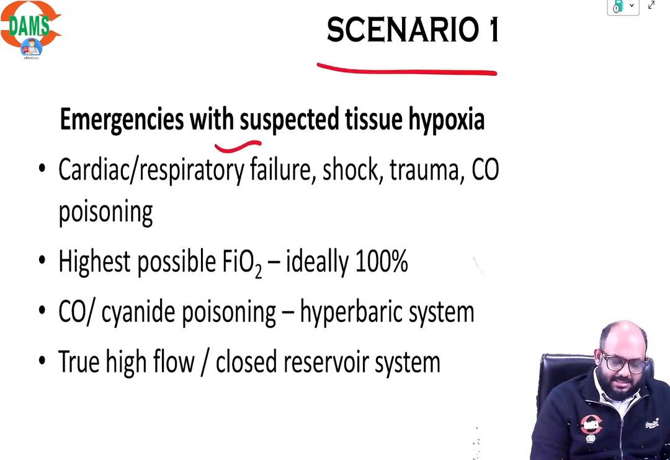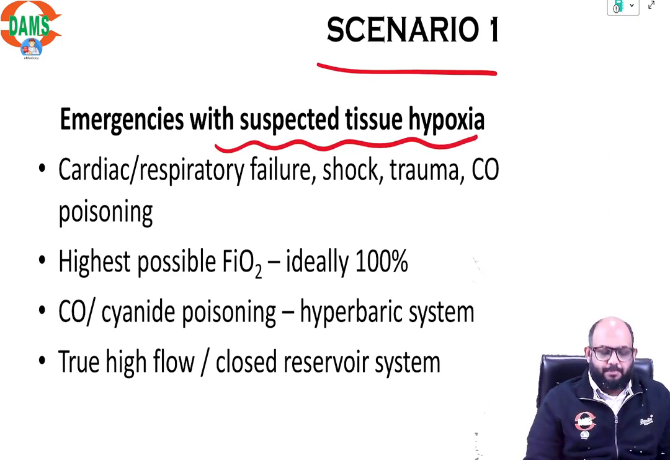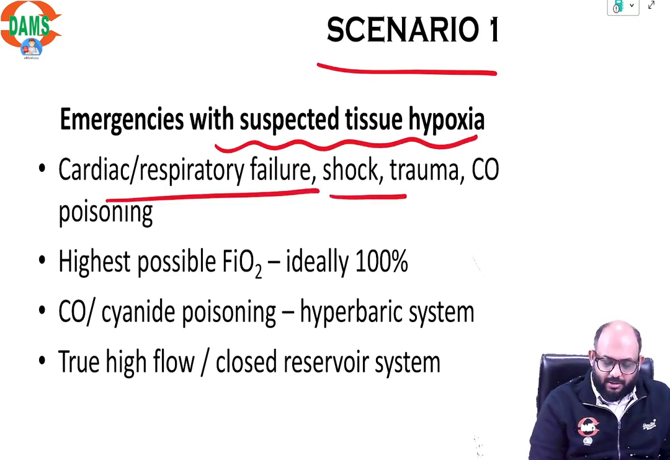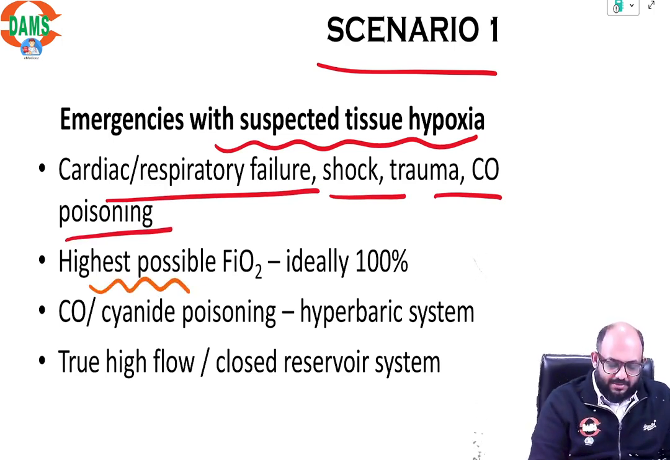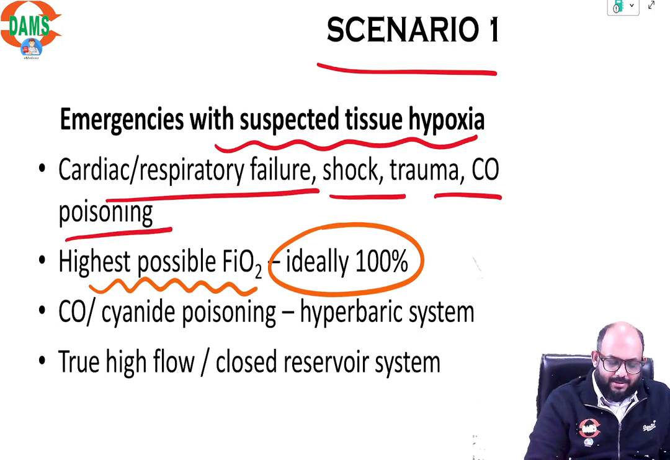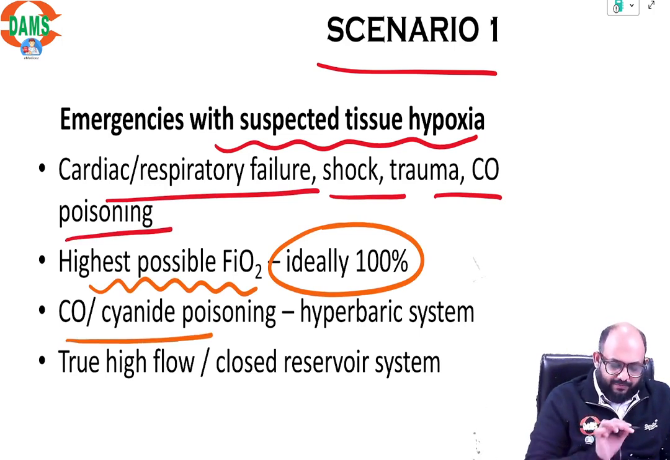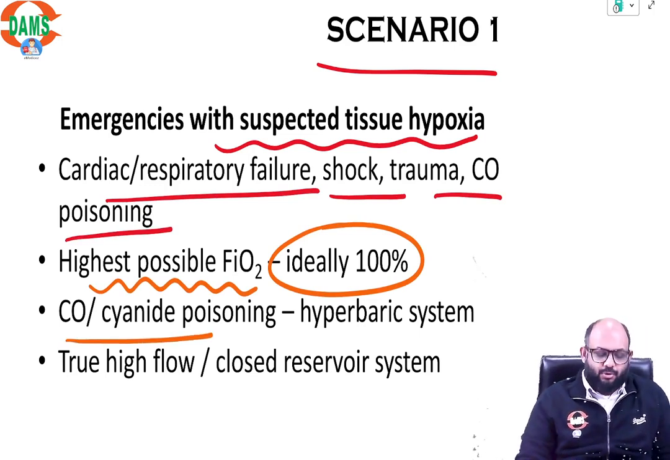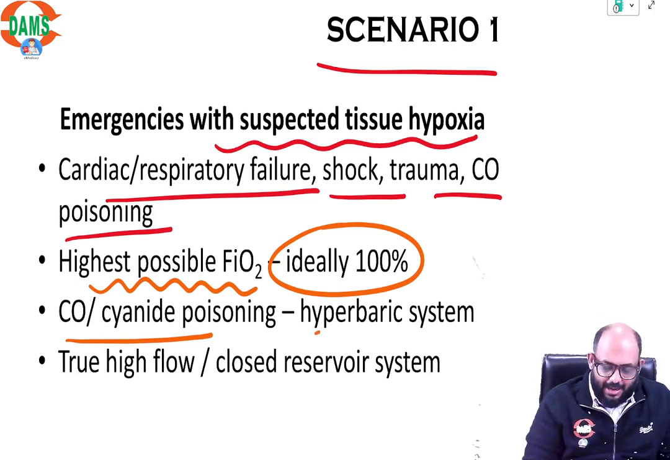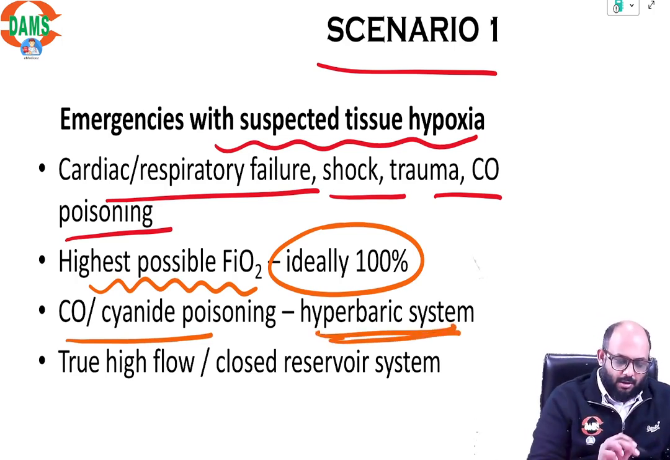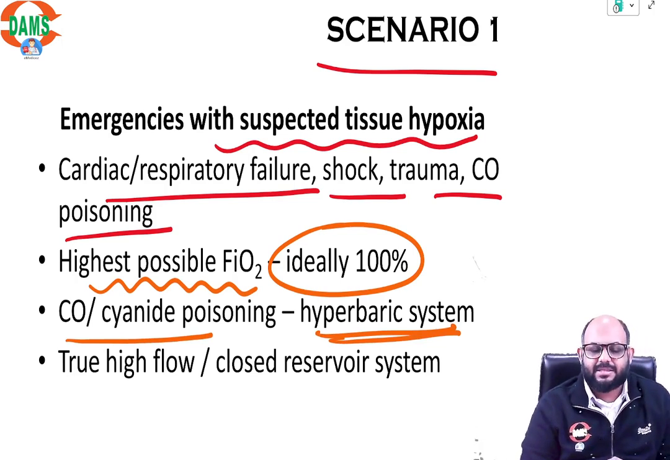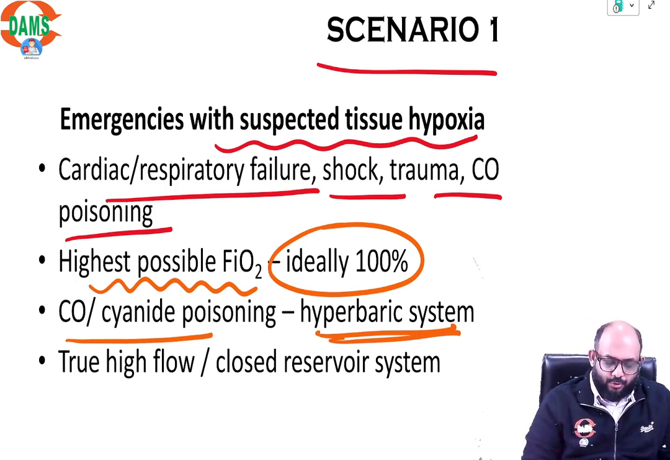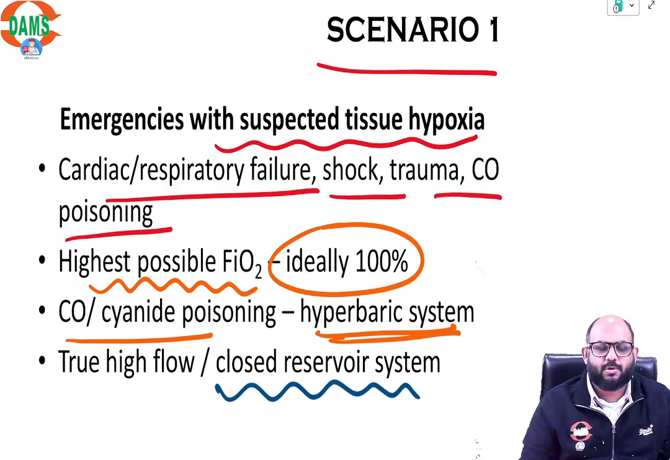Scenario 1, emergencies with suspected tissue hypoxia: cardiac or respiratory failure, shock, trauma, carbon monoxide poisoning. You want to achieve the highest possible FiO2, ideally 100%. If the patient has carbon monoxide or cyanide poisoning, you will prefer a hyperbaric system. If the patient has any other condition, you will ideally choose the highest FiO2, so you will use a closed reservoir system or a true high flow system, that is mostly a ventilator.